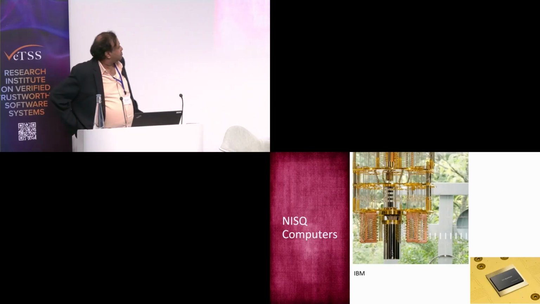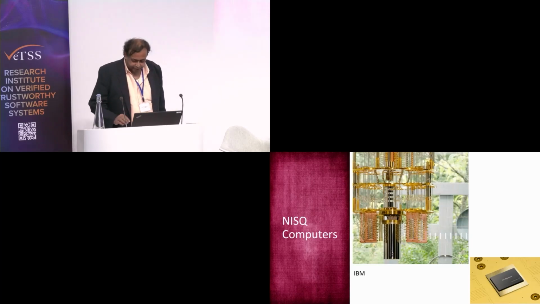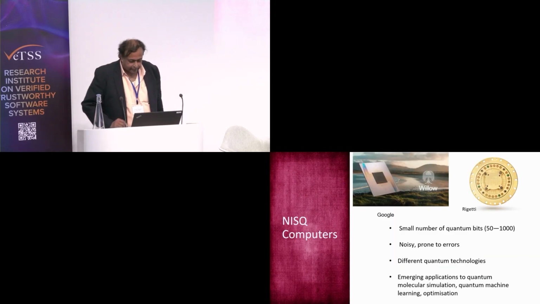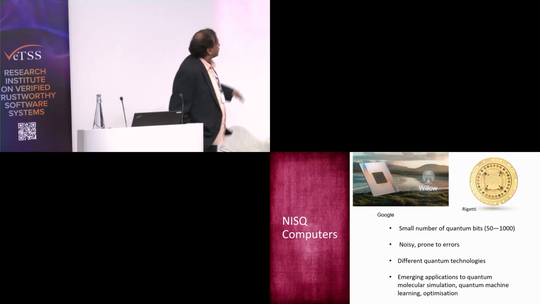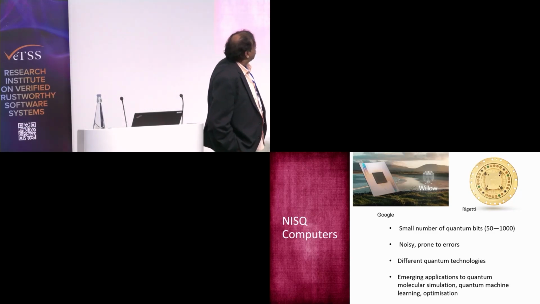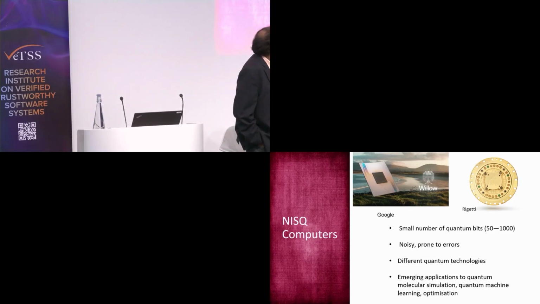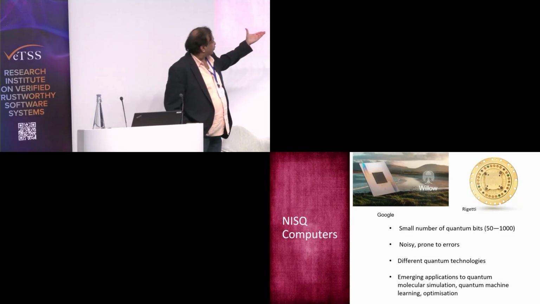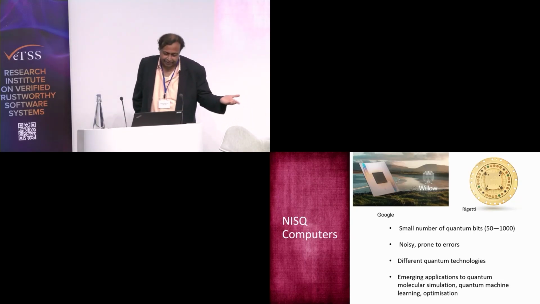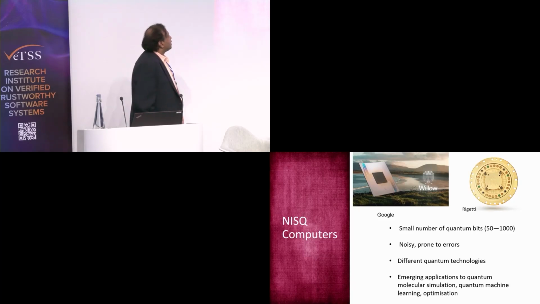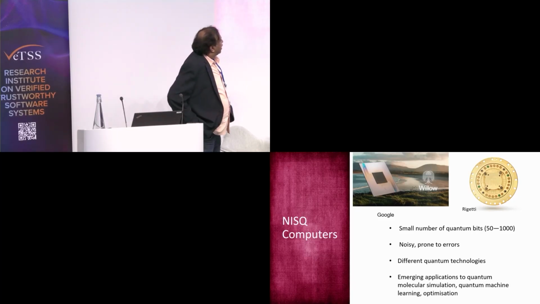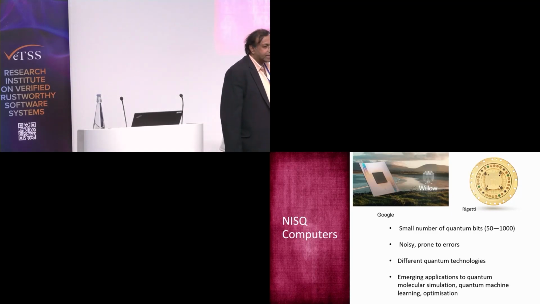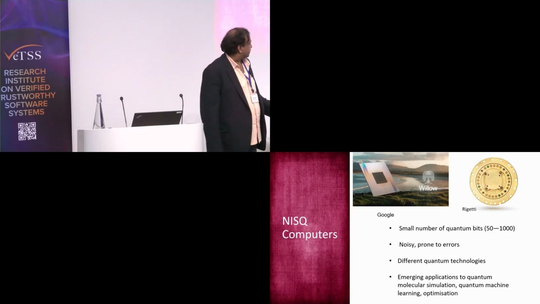So this is a picture of an IBM superconducting quantum computer. That's the chip. Google has its own superconducting quantum computer. The latest chip is called Willow, and Rigetti is a startup. I'm mentioning only superconducting quantum computers, but there are, of course, other technologies such as ion trap or neutral atoms. Various companies are working on that. These machines have only a very small number of quantum bits, from maybe 50 to about 1,000 for IBM. And these quantum bits are really noisy, prone to errors, okay?